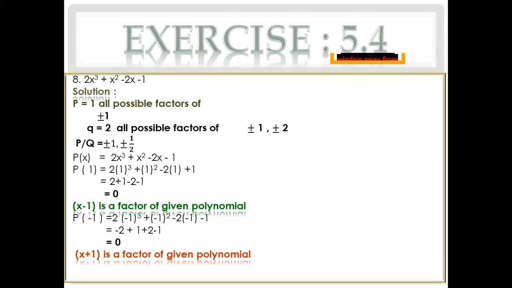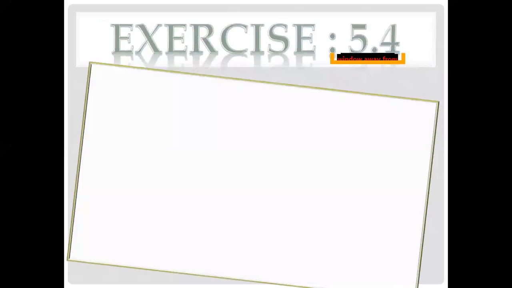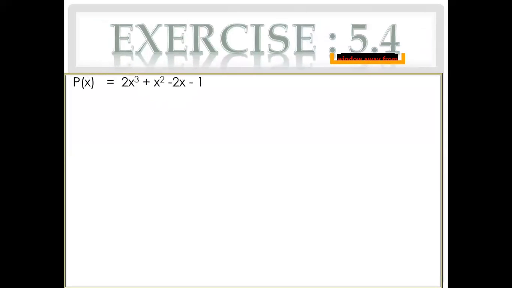But here, in this question, the constant term is 1. So we start with the factors plus minus 1. When we put 1, the factor becomes 0, and when we put minus 1, they both satisfy the polynomial. X minus 1 and x plus 1 are factors of the given polynomial. Now only two factors are left to us, which are plus 1 by 2 and minus 1 by 2.